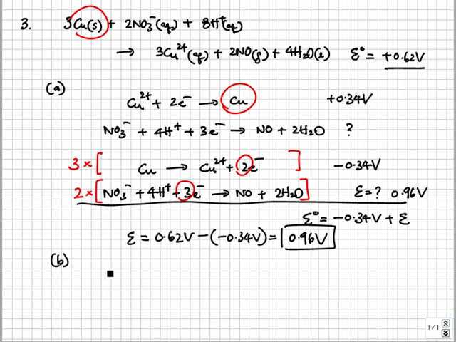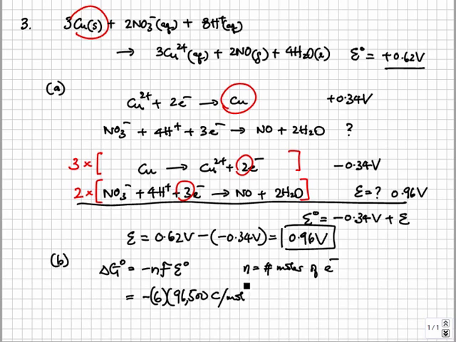B. The relationship between the reaction free energy and the overall potential is delta G0 equals negative n times F times E. n is the number of electrons exchanged, which we see from above is 6. F is the Faraday's constant. The answer should come out in joules per mole. So the answer is negative 360 kilojoules per mole.